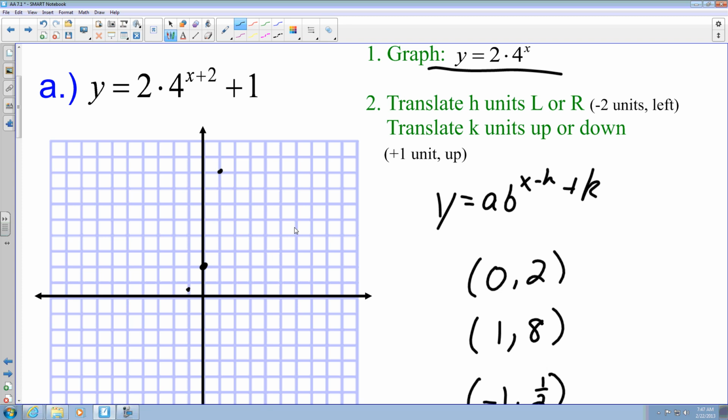H, again, is the movement from right to left, and K is my movement up and down. So my H here equals a -2, and my K is a +1. That means I'm going to move it to the left 2, so I'm going to look at this point. I'm going to go 1, 2, up 1. So my new point is up here. Again, with 0, 2, go 1, 2, up 1. And -1, 1/2, so I'm going to go 1, 2, up 1. So that's where my new graph is.